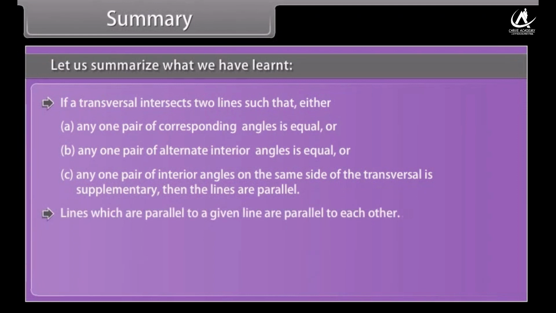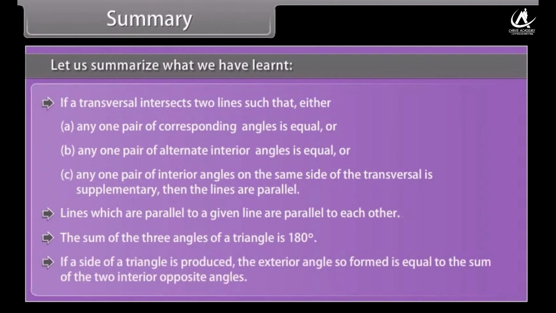Lines which are parallel to a given line are parallel to each other. The sum of the three angles of a triangle is 180 degrees. If a side of a triangle is produced, the exterior angle so formed is equal to the sum of the two interior opposite angles.